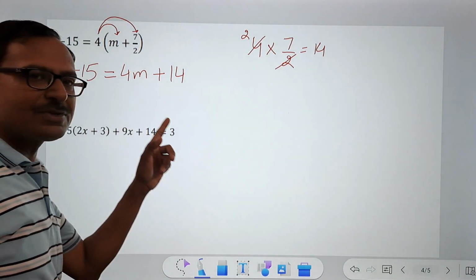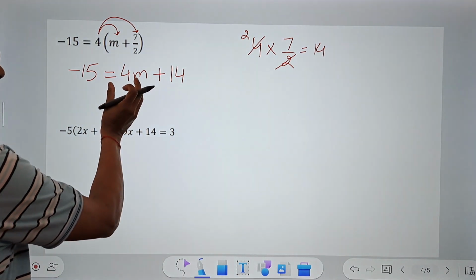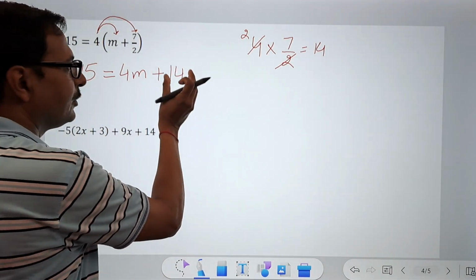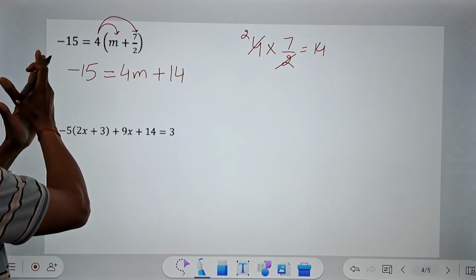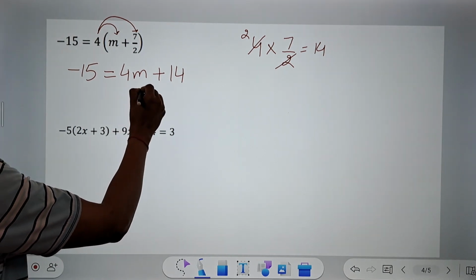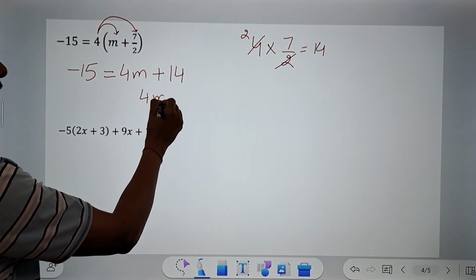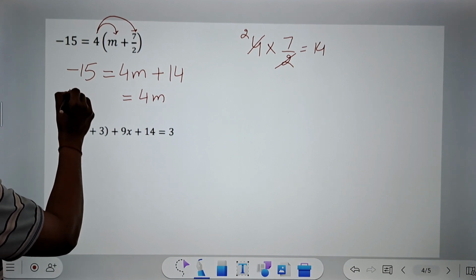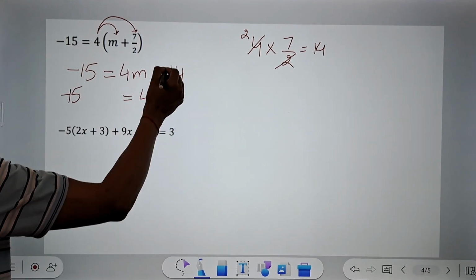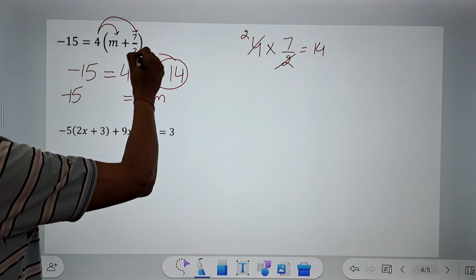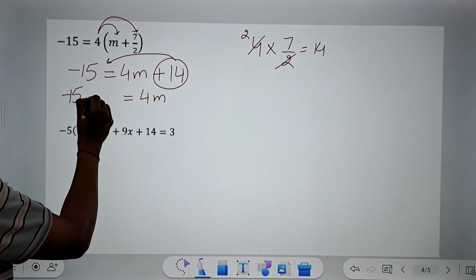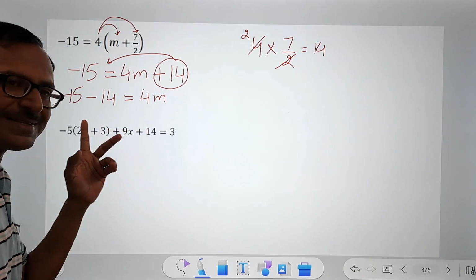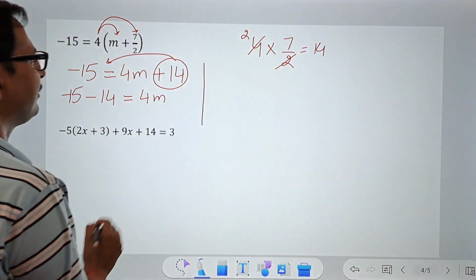And I told you in the previous question that whenever you have a term containing a variable and a term not containing the variable, you have to group the terms. So 4m remains here, and minus 15 is already on the left. This plus 14 shifts to the left side and becomes minus 14. Very important step. And after that we will have our answer.